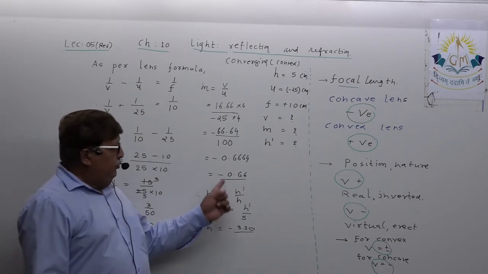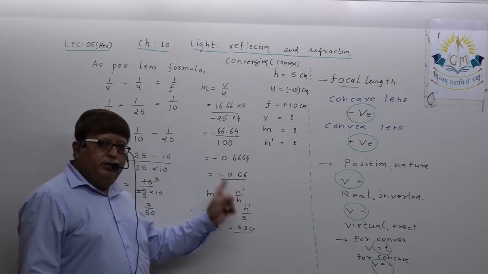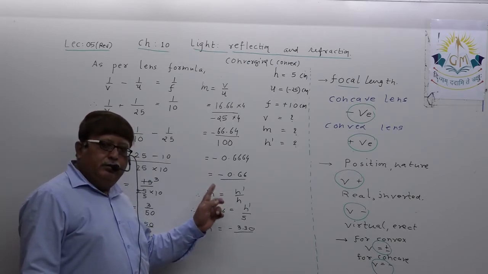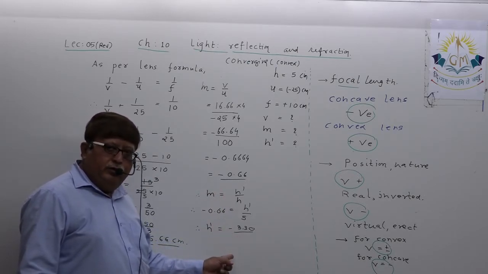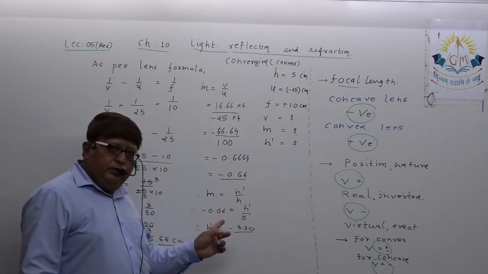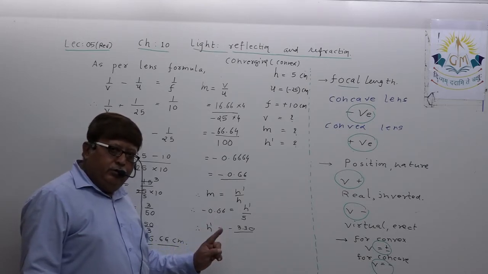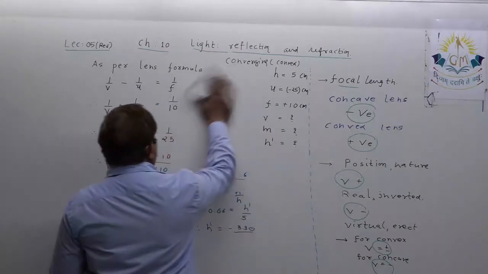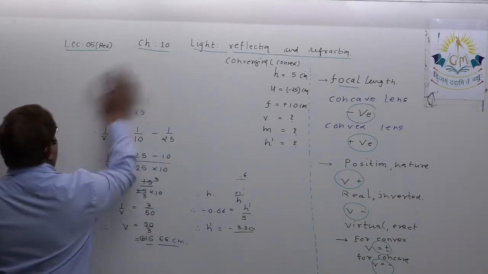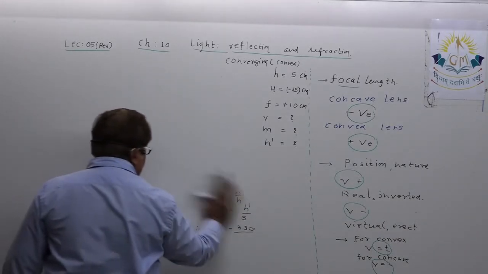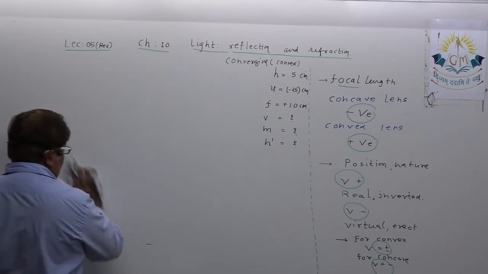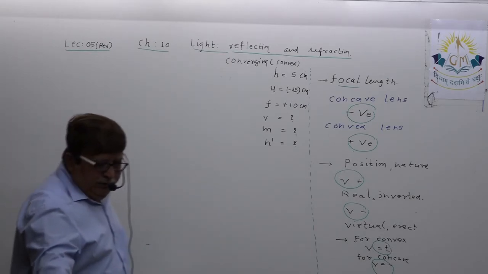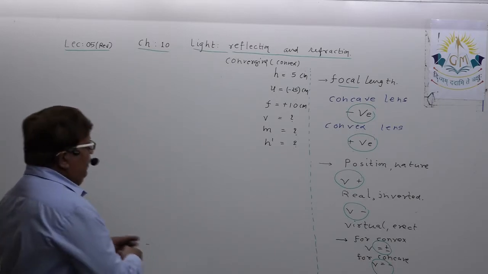Here actually you got which type of image? If I just want to mention: real, inverted and smaller. You understood? Real, inverted and smaller. Let us verify as per the lens diagram also, because they have mentioned in the textbook to draw the ray diagram for verifying this particular fact.